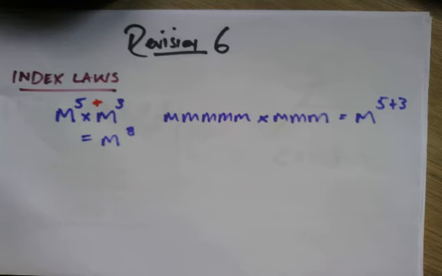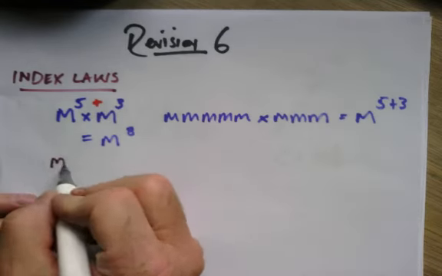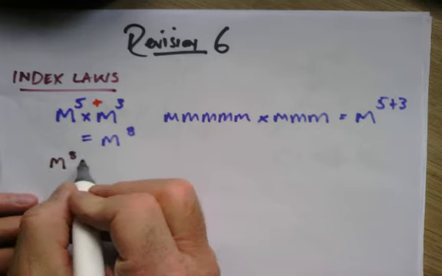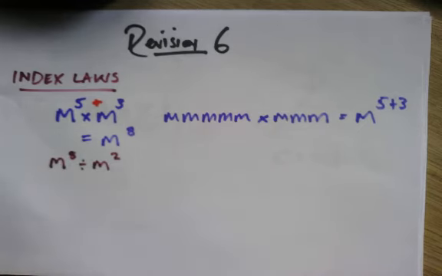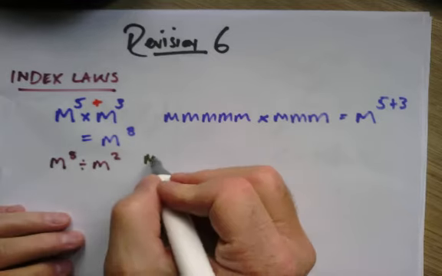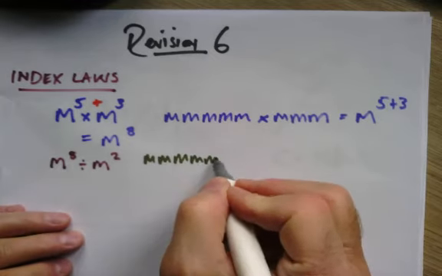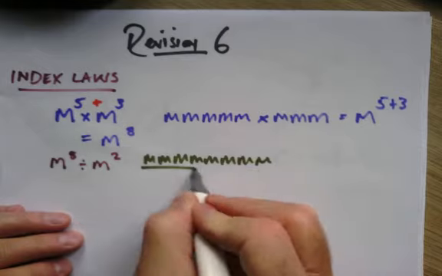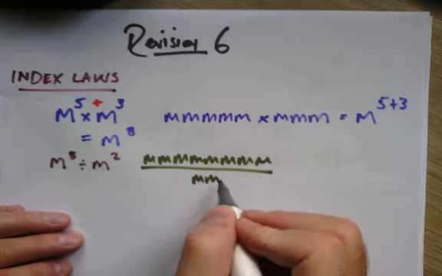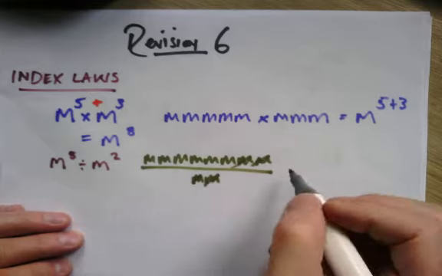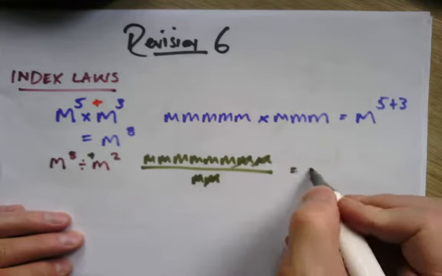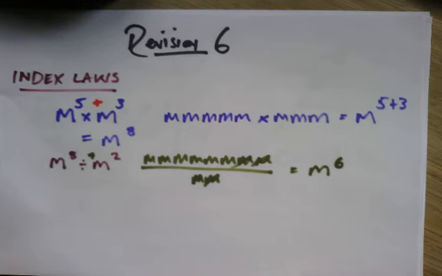Kind of logic what I'm going to say next. The next question is dividing. So clearly, what's the opposite of adding? You divide, take away. So here, it's the same process. What you've got is 8 sets of m, and you're going to divide them by 2 sets of m. And so you can cancel down, and you're left with 6 lots of m. So it's m to the power of 6. So these are 2 laws that you need to remember.